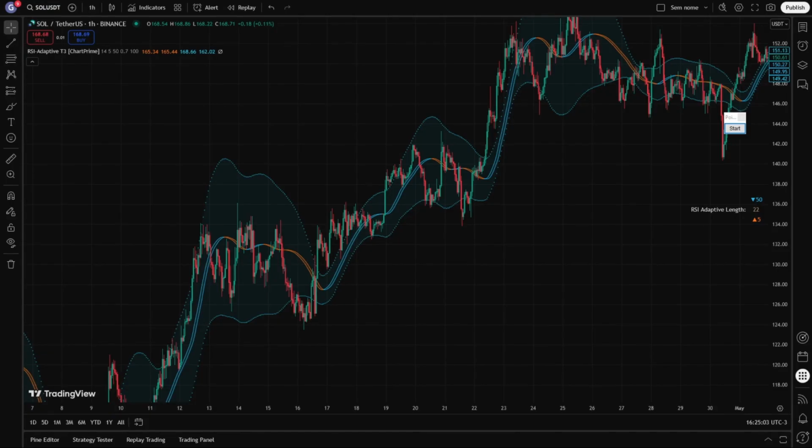The RSI ADAPTIVE T3 is a powerful indicator that provides clear trend signals, adapts to volatility, and highlights possible reversals. All of this comes with much less lag than other moving averages. Whether you're a scalper, day trader, or swing trader, it's worth testing this indicator in your strategy.